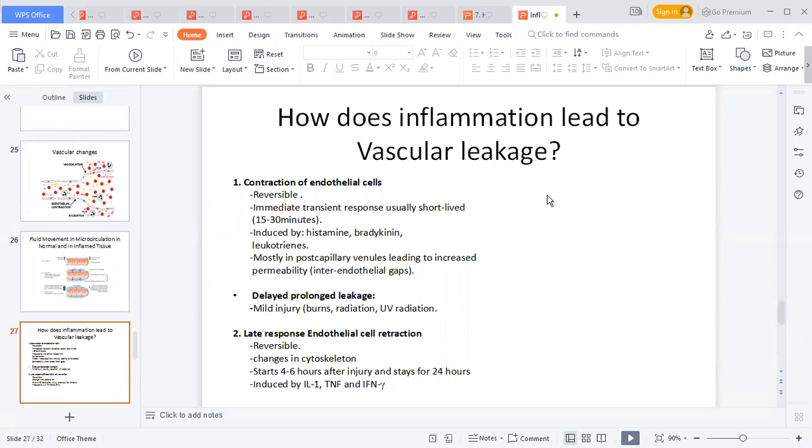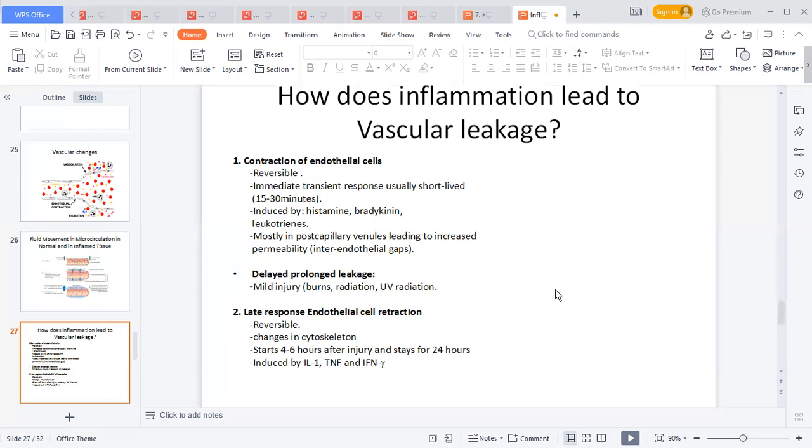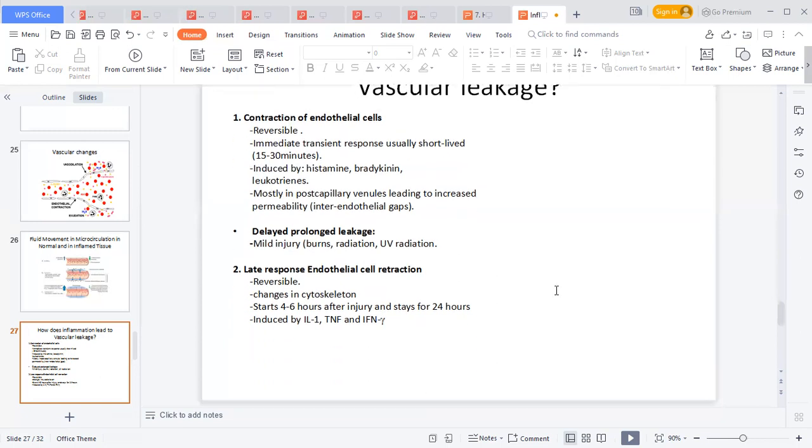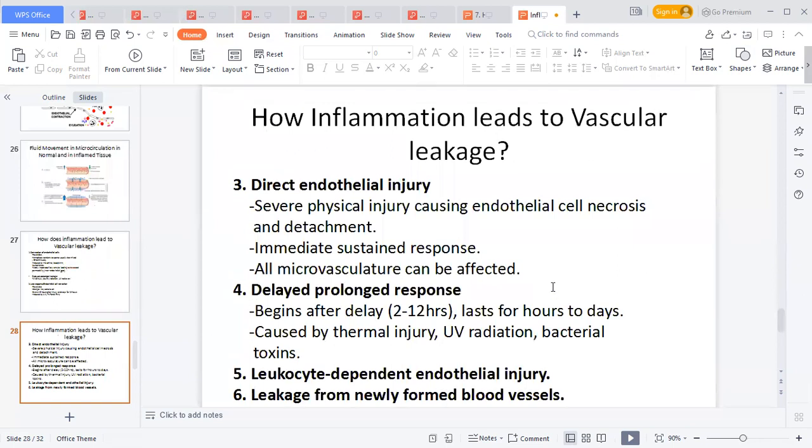Okay. So how does inflammation lead to vascular leakage? Contraction of endothelial cells, reversible. Delayed, prolonged leakage, mild injury, late response, endothelial cell retraction, reversible changes. Okay, this is also not important. If I don't talk about them, they're not important, as long as you've understood everything that I talked about, the cellular events and the endothelial injury.